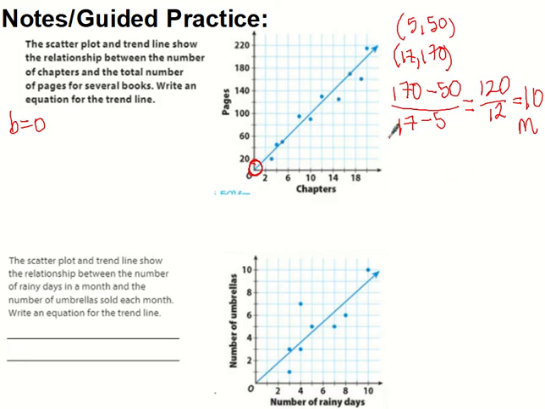And so then we would write our equation, and we would get y equals 10x. We do not have to put plus 0 because the y-intercept being 0 means b is 0, and we don't really add 0. So there it is. That's it. We're done. Just like we practiced. It's really nice that they gave us these trend lines so that you don't have to worry about that.